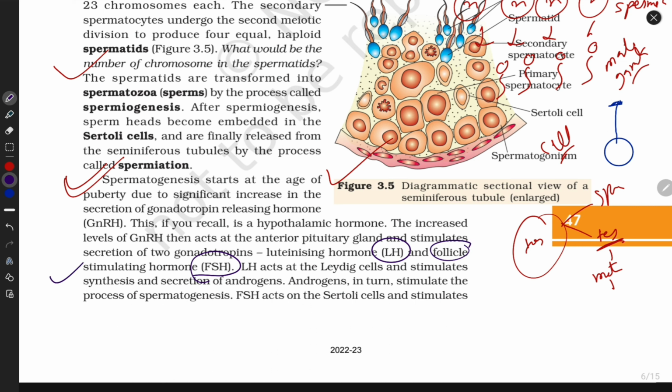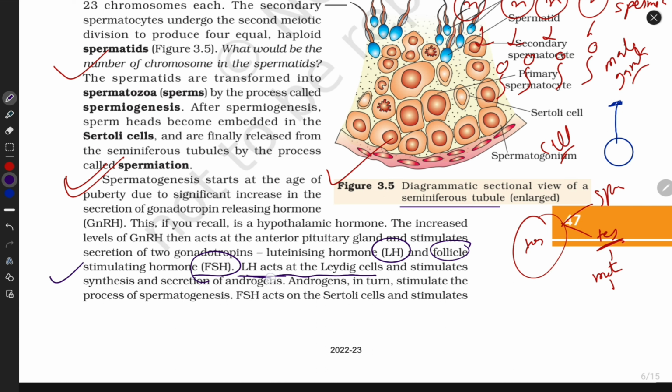FSH hormone is mainly helpful in female follicle formation. Okay, now LH, what does it do? LH acts at Leydig cells. This is an exam point of view question, guys. Where are seminiferous tubules located, where will spermatogonia form, where is LH hormone released, act, stimulate, synthesize.